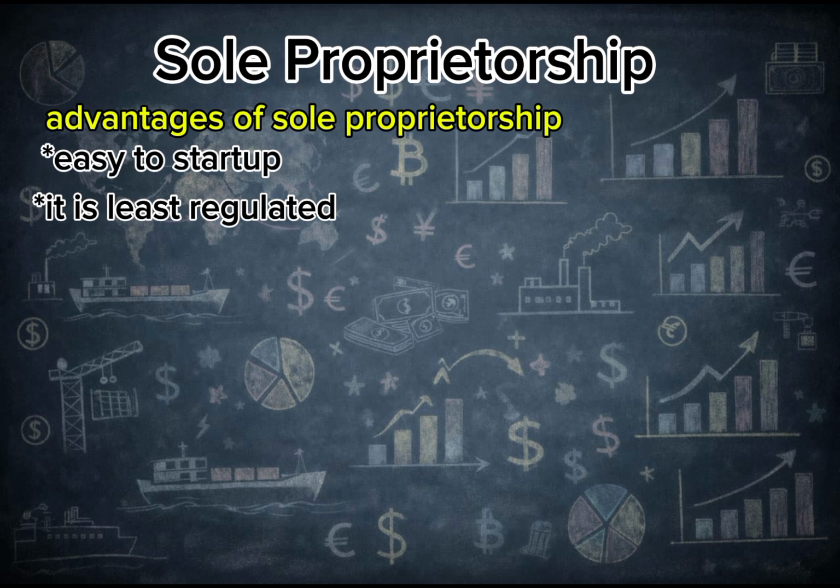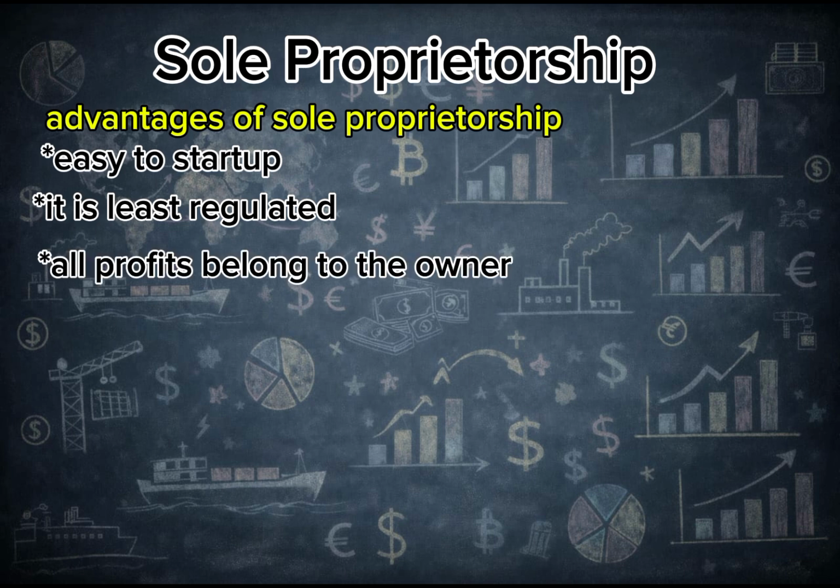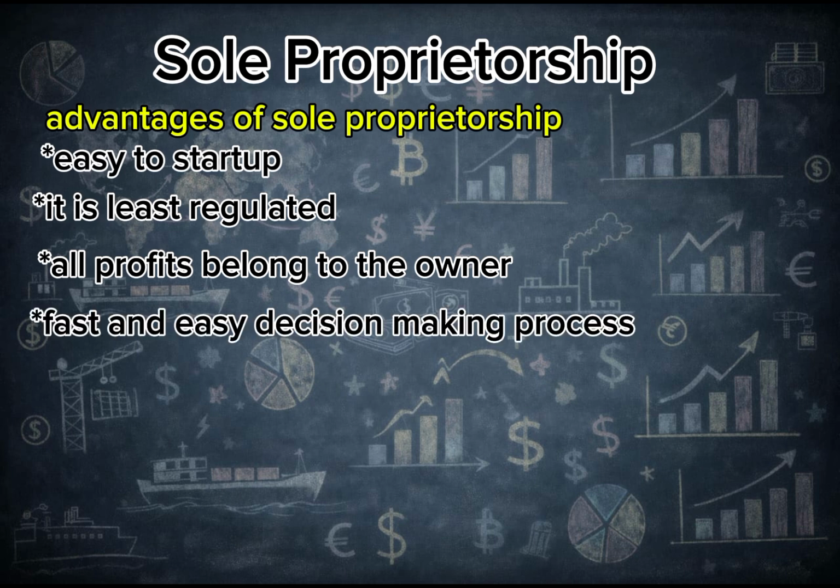And since it is a sole proprietorship form of business, that is a business that is owned by one person, the owner gets to keep all his profits. All the profit made in the business belongs to the owner. He doesn't need to share. And because it is just a one-man business, it has a fast decision-making process. He does not have to consider the views and opinions of other people before he makes decisions affecting his business.